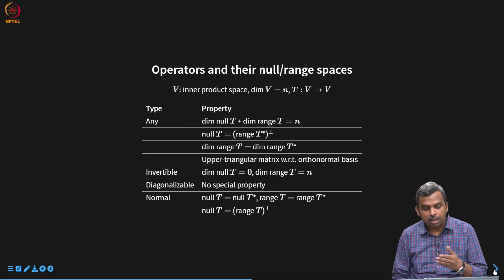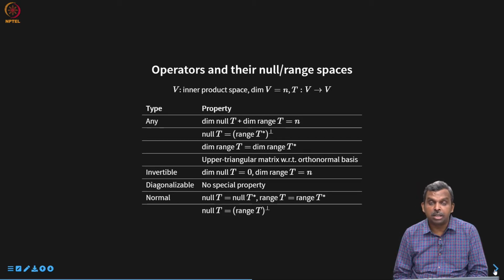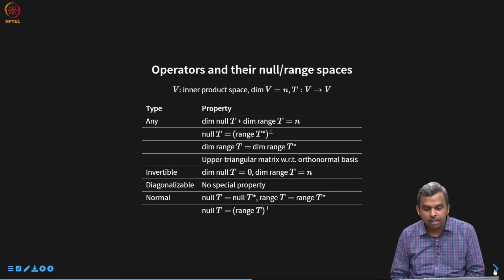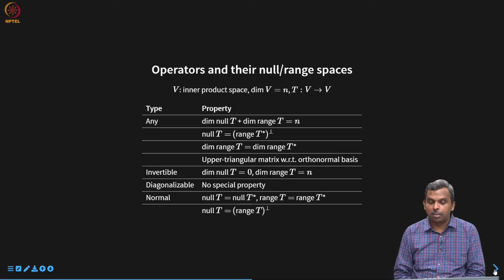Okay, but some are infer only. For instance, invertible is the defining property, and various other things. So I thought I should collect all these things together in one place in case you need to use it for something. This is how it works.